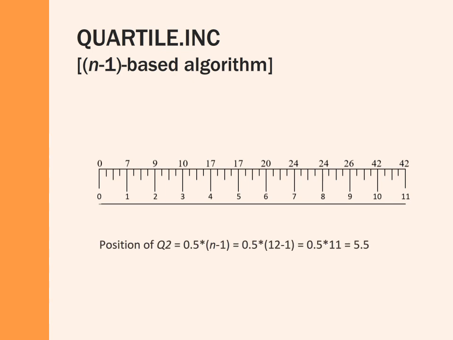Excel then treats the quartiles as though they're percentiles. So the second quartile represents the 50th percentile, and that would fall halfway, right in the middle of our ruler. So we take 0.5, representing the 50th percentile, multiply it by 11, the number of inches in our ruler, and we find that the position on our ruler of the second quartile would be at 5.5 inches. And so we can mark the place on this ruler of the second quartile.